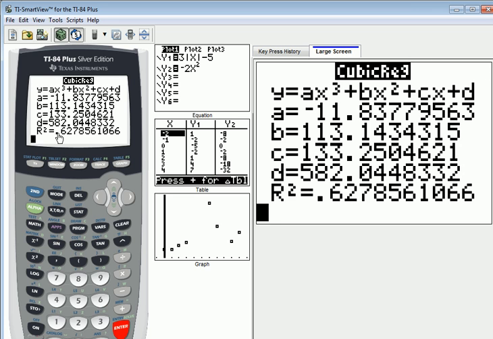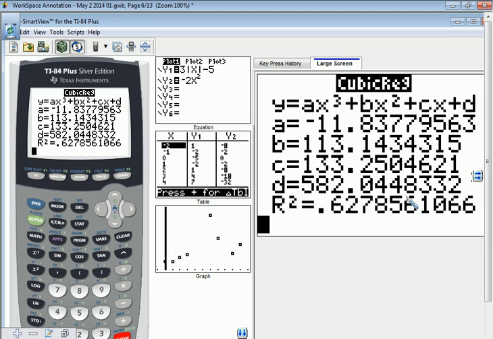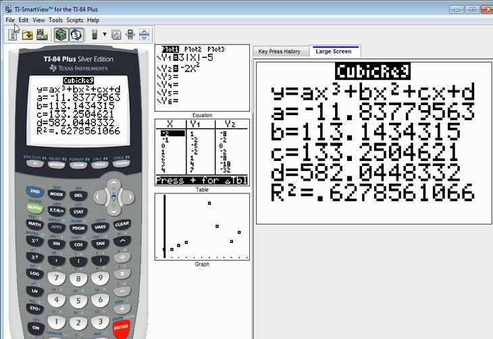Okay, now what we're going to talk about is this last number, the square of the correlation coefficient, R squared. The closer this number is to 1, the better the fit of the data. So if we look at this, our R squared for this one is 6.27. Whoops, let's see if I can highlight it. There we go. So now let's go back in, and with the same data, let's do a quartic model.